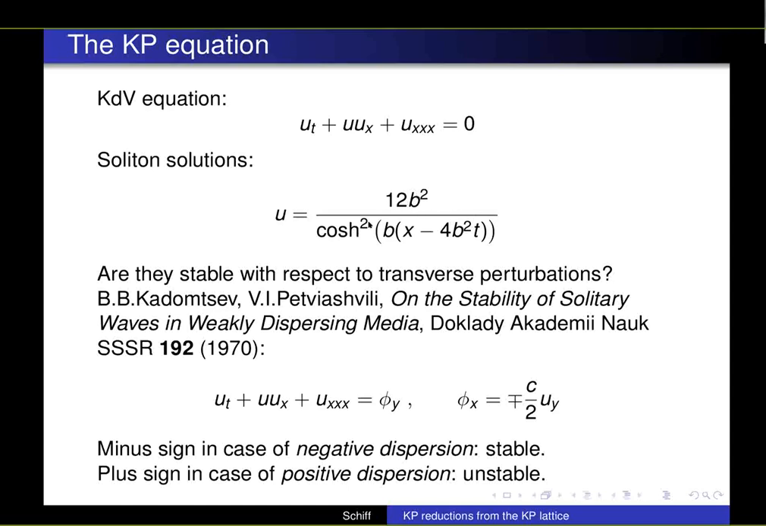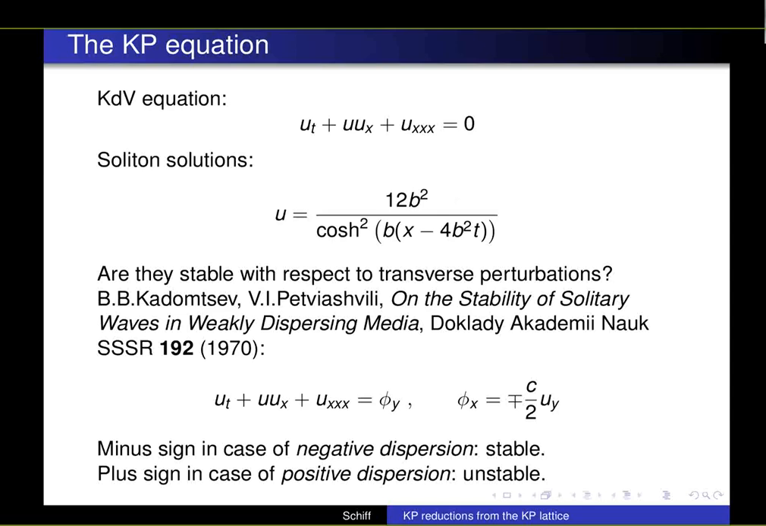B here is a parameter, and you can see that B is the height, because, well, B squared is the height. B is also 1 over the width, and B squared is also the speed. So you notice that in this version of KdV, the speed of the wave is always positive. So it's a unidirectional soliton. It can only go in one direction.